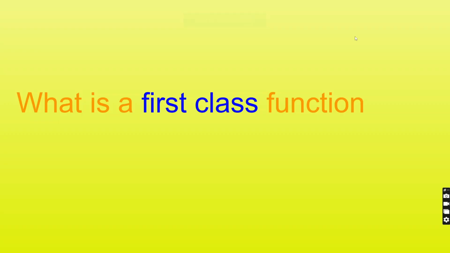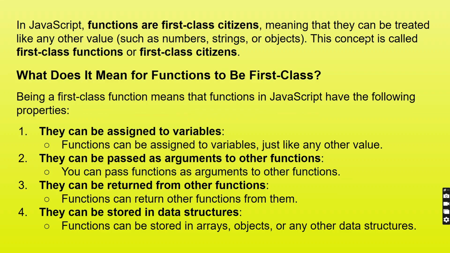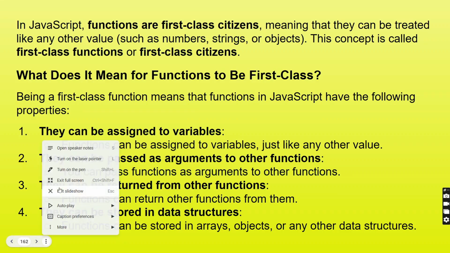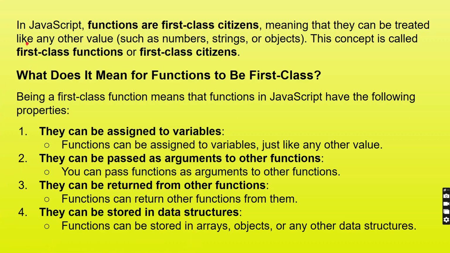Hi friends, today we are going to learn about what a first class function is in JavaScript. In JavaScript, functions are first class citizens, meaning they can be treated like any other values such as numbers, strings, objects. This concept is called first class functions or first class citizens.